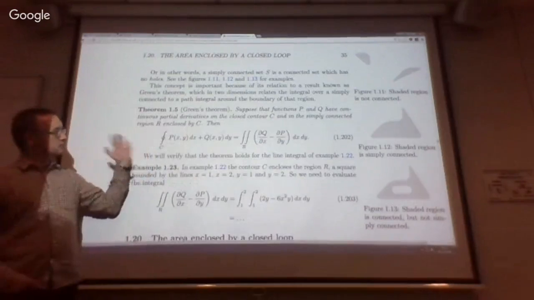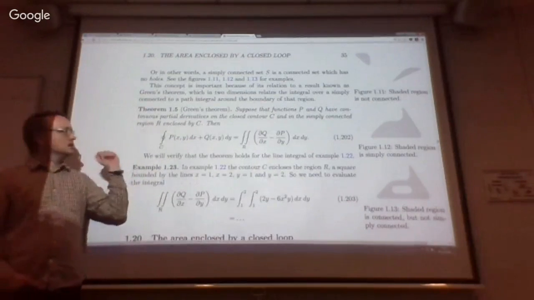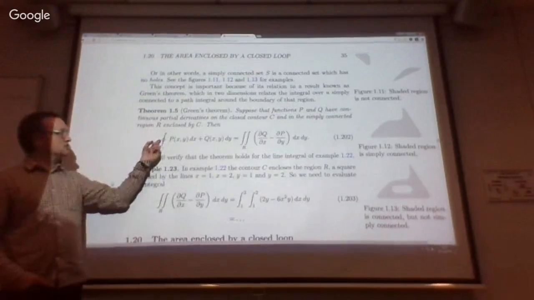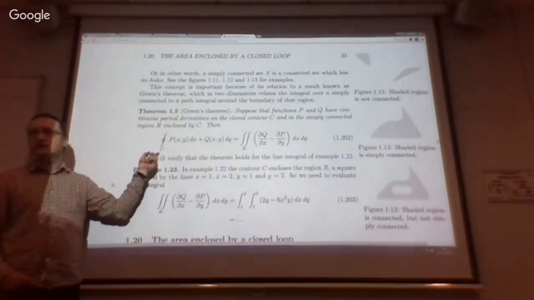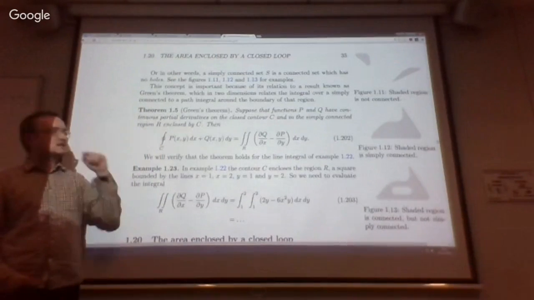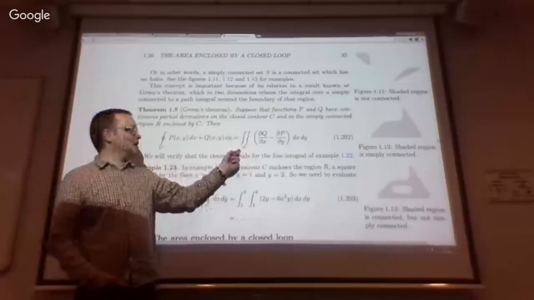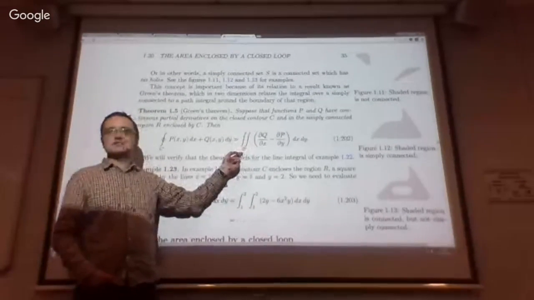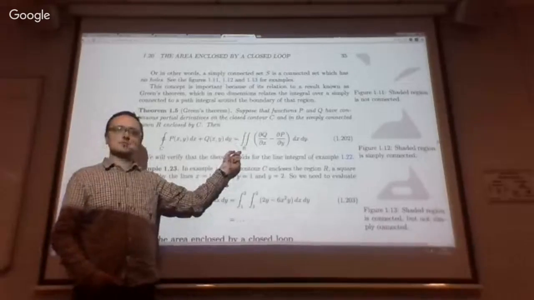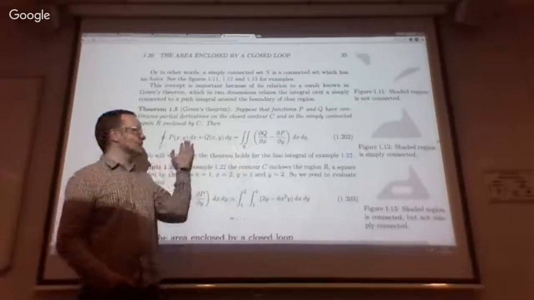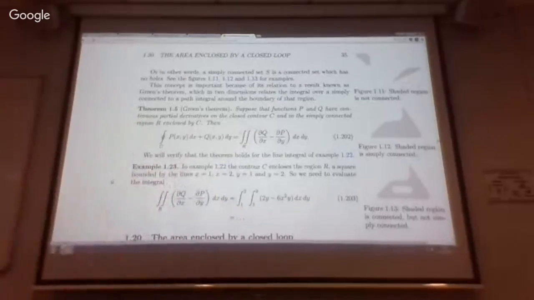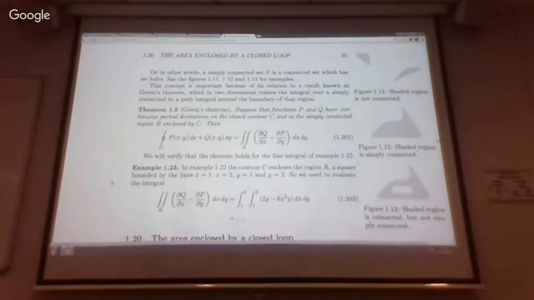So on the left-hand side, without looking at the details of the integral, you recognize we've got a path integral here, an integral over a closed curve. On the right-hand side, we've got a double integral, an integral over a region, a subset of the plane R. So already you can see that it's that kind of a result. It's relating a certain path integral to a certain double integral.